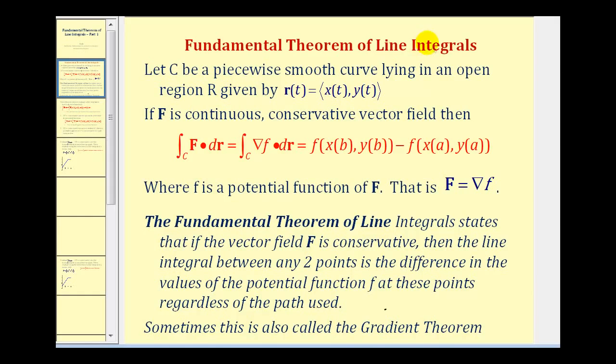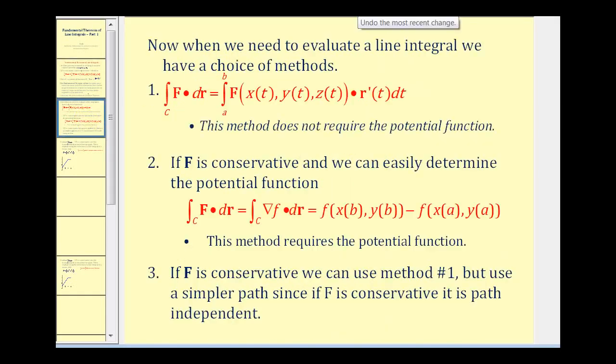The fundamental theorem of line integrals, as stated here, states that if a vector field is conservative, then the line integral between any two points forming curve C is the difference in the values of the potential function little f at these two points, regardless of the path. So the line integral would be path independent. And this is also sometimes called the gradient theorem.